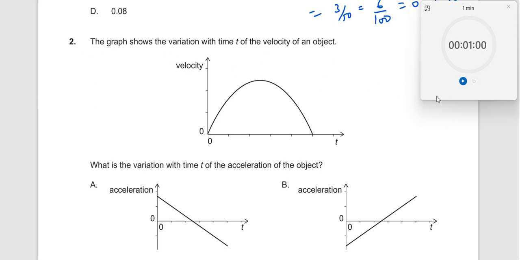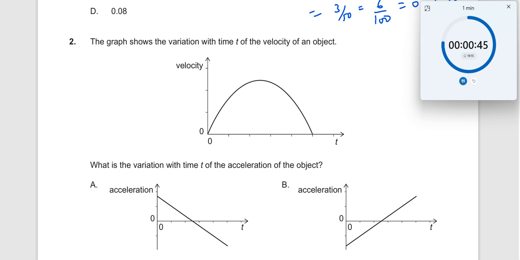Okay, question number 2. Let us start the timer. Right. The graph shows the variation with time t of the velocity of the object. When the velocity-time graph is given here, remember, this is not going to be your projectile motion. Don't consider this as your projectile motion.